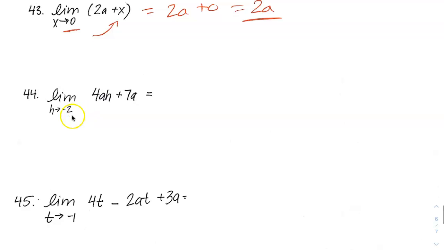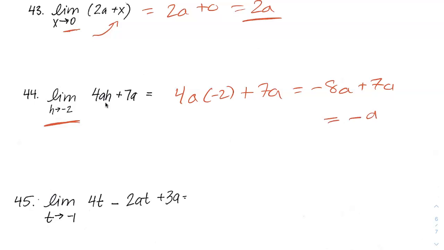Next one, same idea, but this time notice what the variable is. It's an h. So we're plugging in for the h. So 4a minus 2 plus 7a. Which gets me negative 8a plus 7a, or negative a.